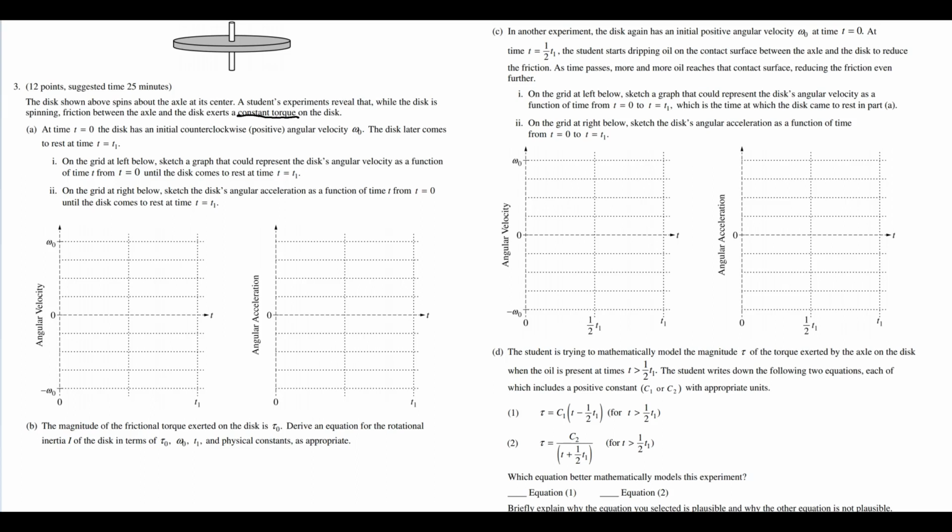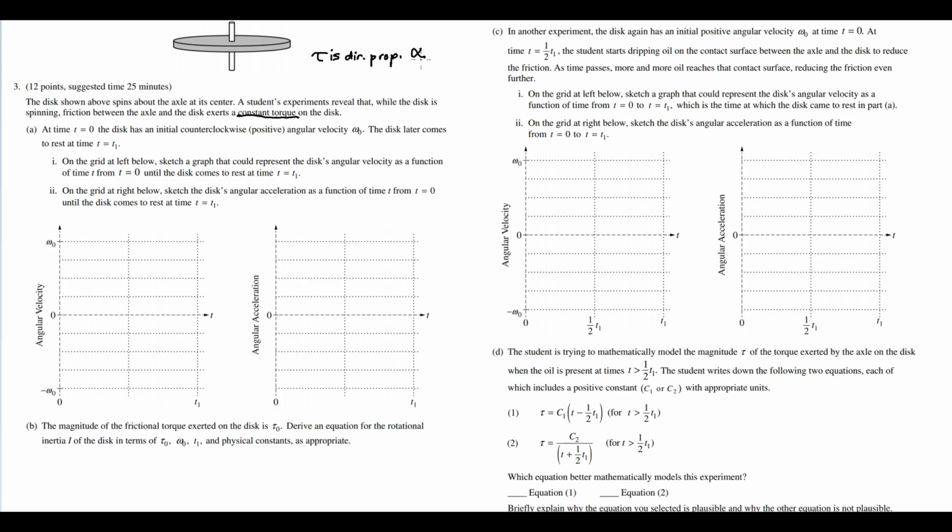So part A, 1. On the grid at the left below, sketch a graph that could represent the disk's angular velocity as a function of time t from t equals 0 until the disk comes to rest at t equals t1. Okay, so constant torque. What does constant torque mean? So torque is directly proportional to angular acceleration. So if torque is constant, then angular acceleration must be constant.